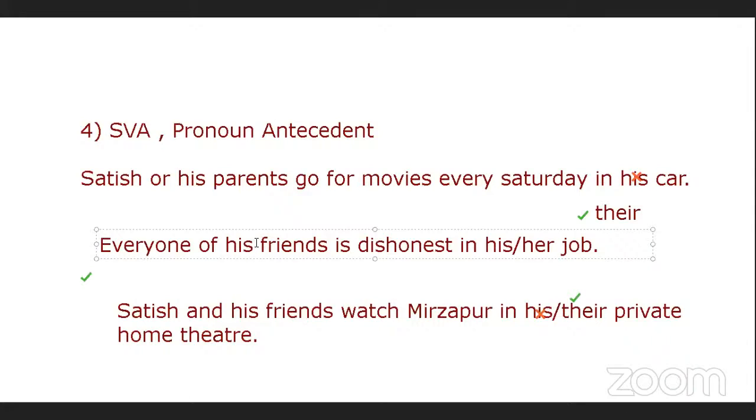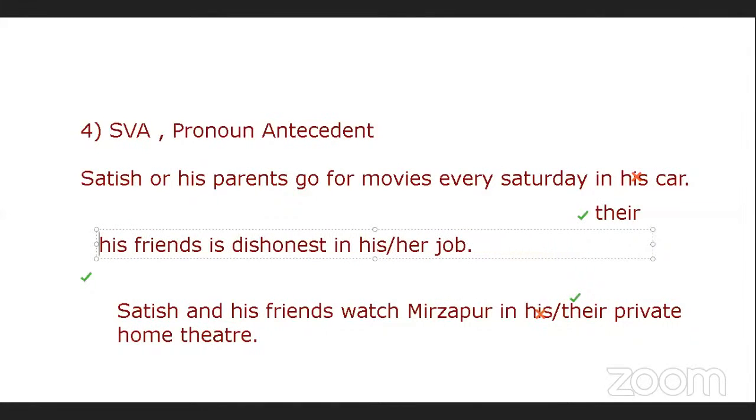If I had changed the sentence and if I had said his friends, अगर मैं खाली इतना ही बोलता, his friends, तो क्या होता? His friends is what? Plural. Are dishonest. Then what will change over here? In, यहाँ पे कुछ change होगा कि नहीं? Very good. In their job.